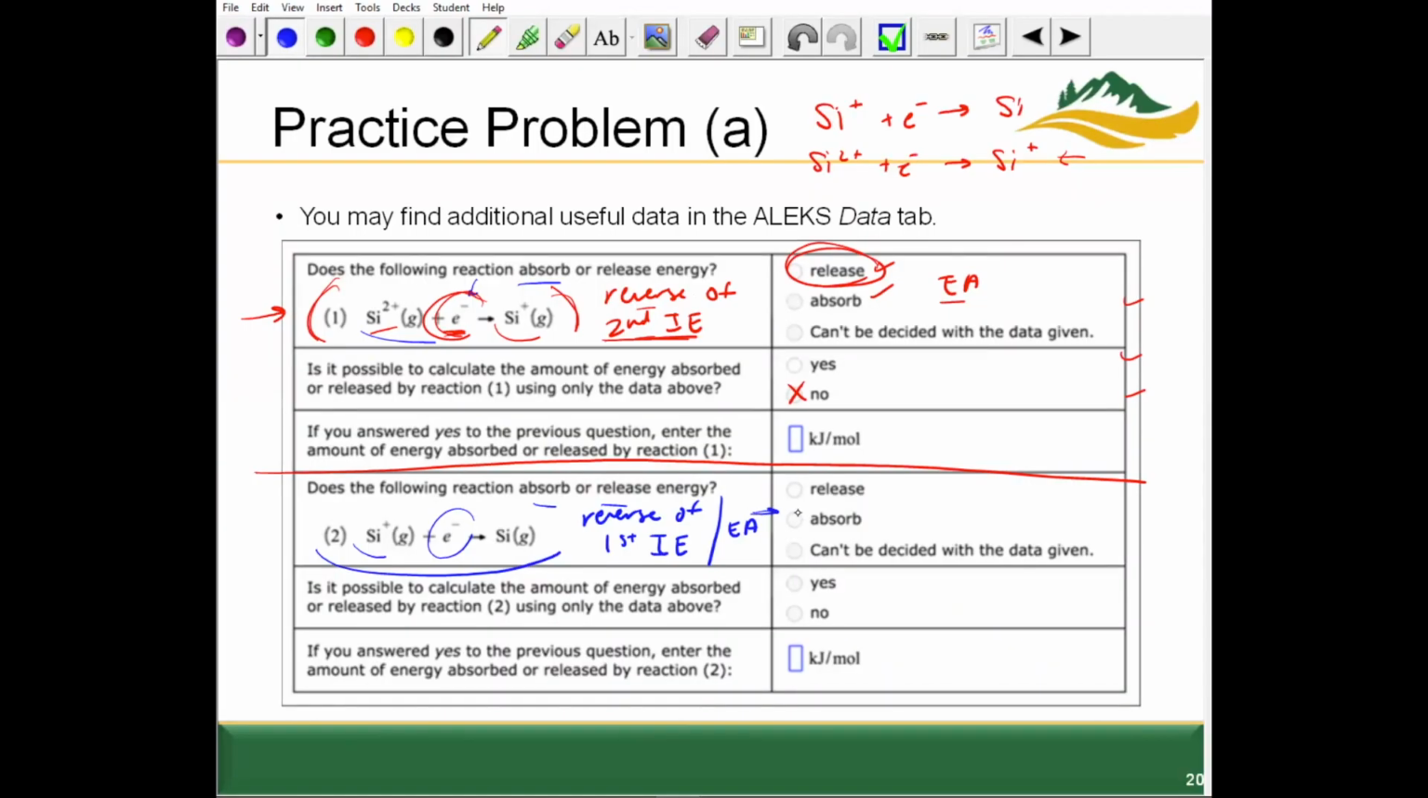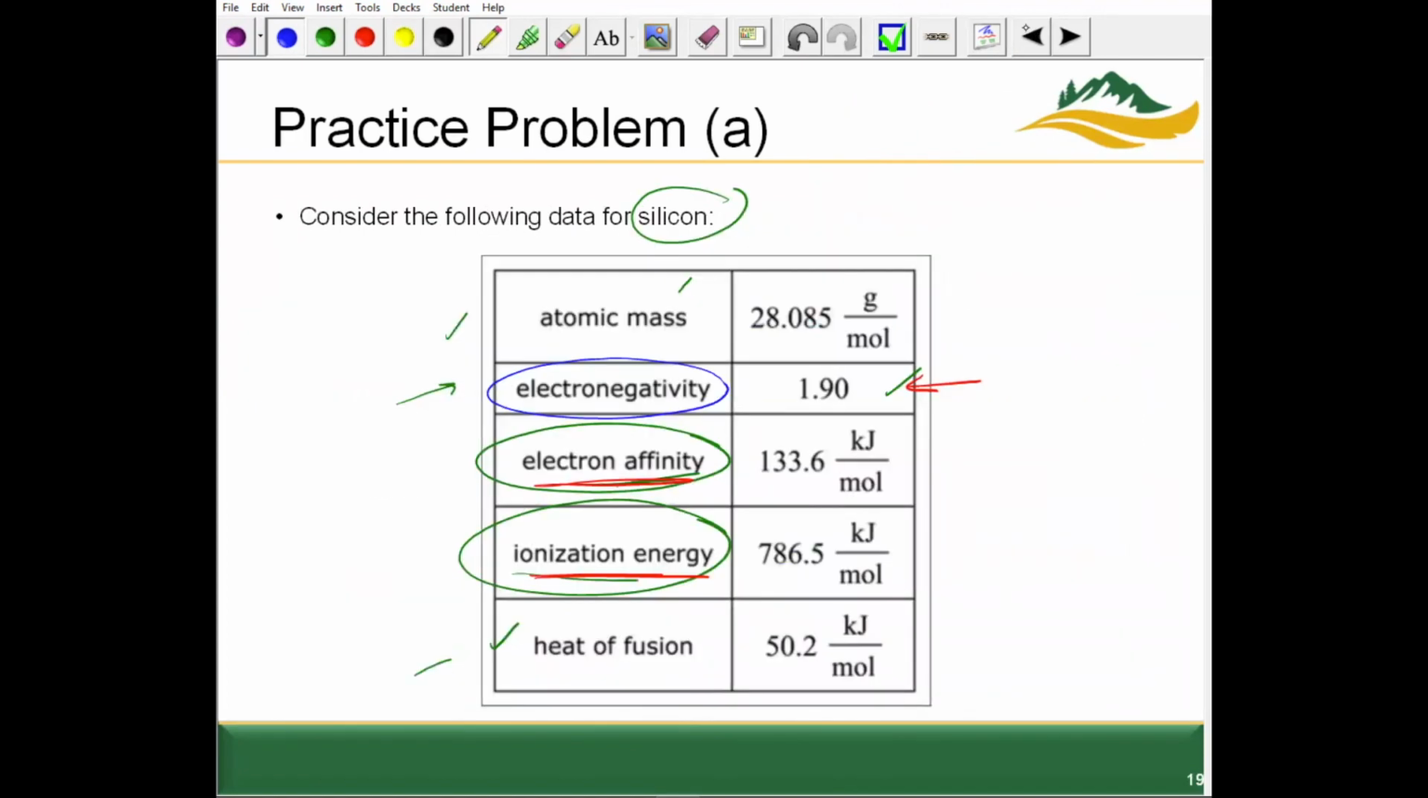In just looking at this first one, when we attach an electron, is energy being released or absorbed? Well, we'll see the same thing as how we answered this one. We're adding on an electron. That electron is stabilized by the positively charged nucleus, leading to a release of energy. Now, how do we decide if we use this information or this information? An electron is being added, but it's also showing the reverse of the first ionization energy.